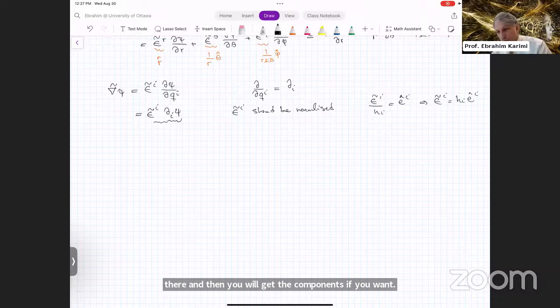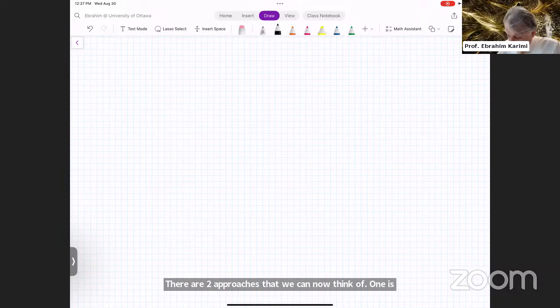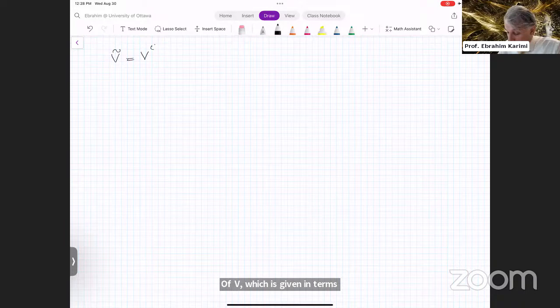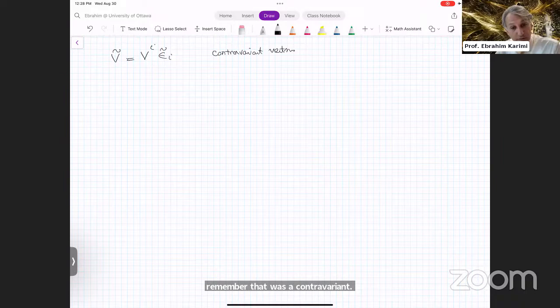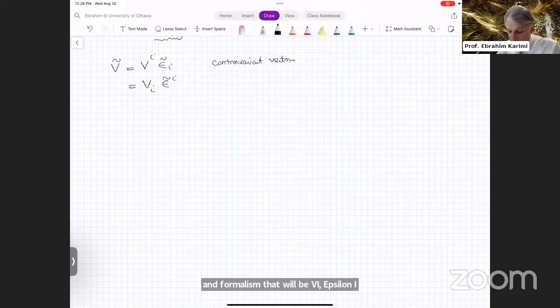Well, so far, so good. We know how to take the derivative of a scalar quantity, which was psi, and from there we obtain the gradient. Lovely. There are two approaches that we can now think of. One is that I have a vector V, which is given in terms of V^i epsilon i. If you remember, that was a contravariant vector. Or I can write it down in terms of the quotient formalism, that will be V_i epsilon^i. Do you remember that I linked this with a metric? So you have a quotient vector.